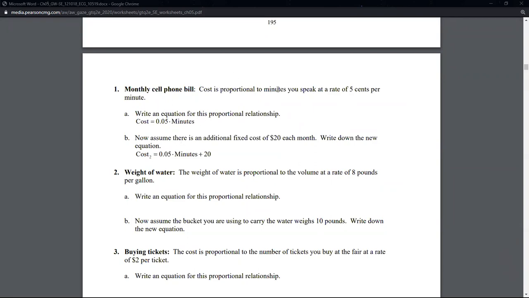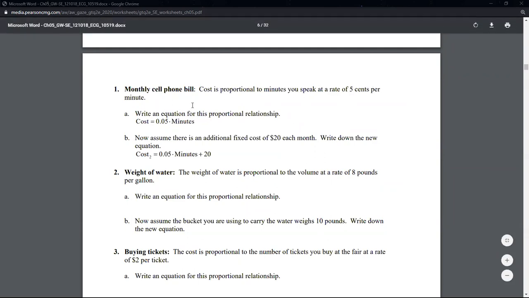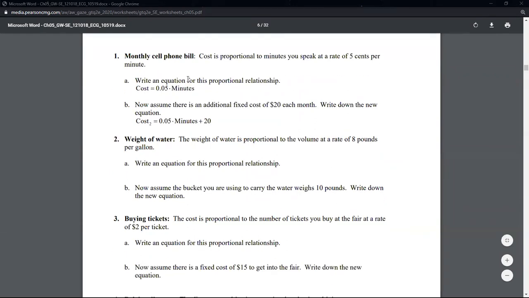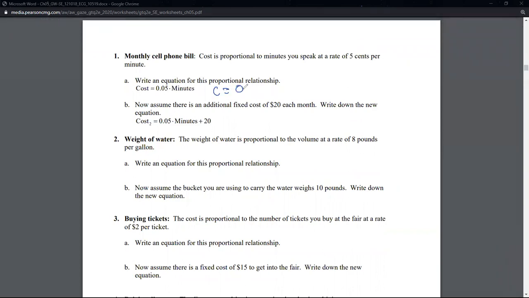So, cost is proportional to the minutes you speak at 5 cents per minute. Write an equation for this proportional relationship. All right, so cost equals 0.05 times the number of minutes, or you could instead write C equals 0.05 M, where M is minutes, C is cost, obviously. Now assume there's your additional flat fee of $20 each month. So this was the variable amount, you just add the fee, or C equals 0.05 M plus 20. Again, this was literally what we just did on the last page, which is why we did it so quick.